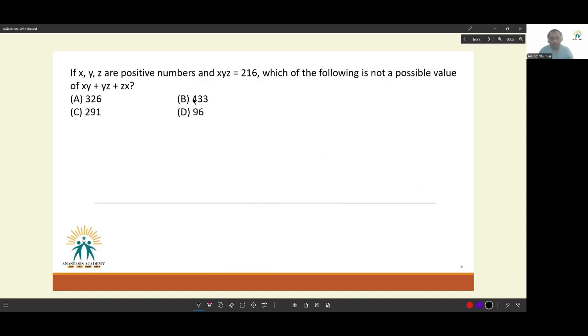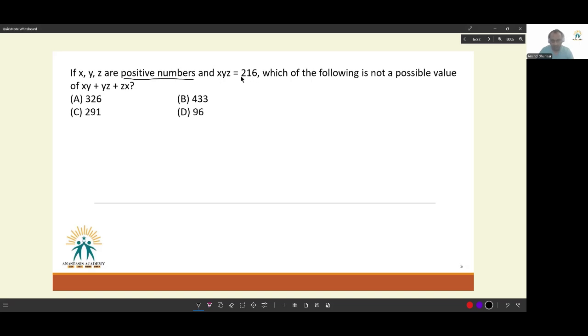If x, y, z are positive numbers and xyz is equal to 216, which of the following is not a possible value of xy plus yz plus zx? Now, for such questions, the hint or the idea I want to give you is, we've been told they're positive numbers. We have not been told they're integers. So we can have one very large number. We can play around with numbers and reach our answer.